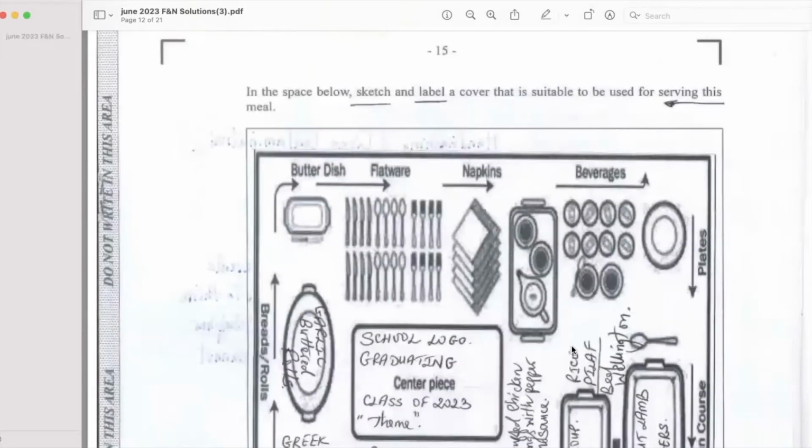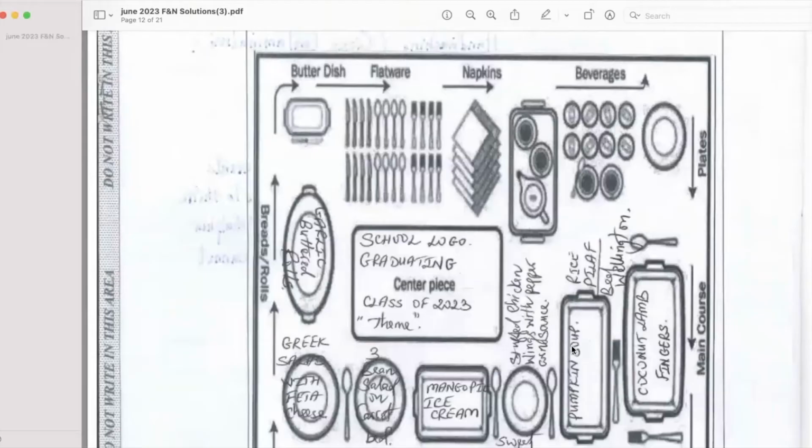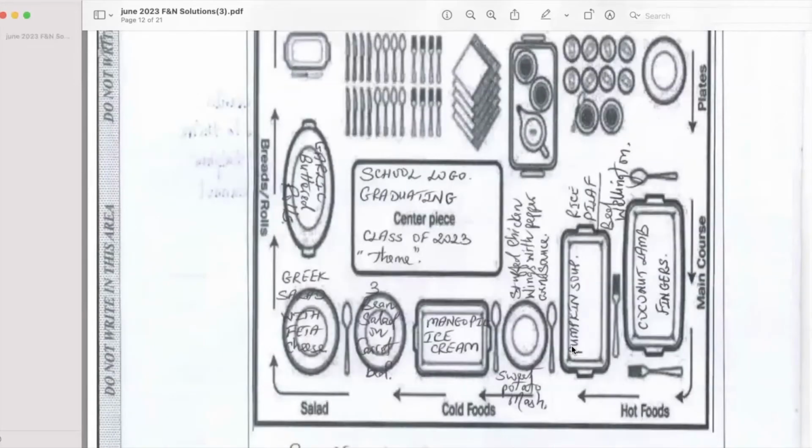Okay, so they put a cover. You know, a cover is a setting. So they have the butter dish, so you're supposed to label where each food is supposed to go. This is interesting. So we have the salad. So the ice cream will go to the cold food area, which is there. Hot food will go, so I'm not sure if you can see the layout.